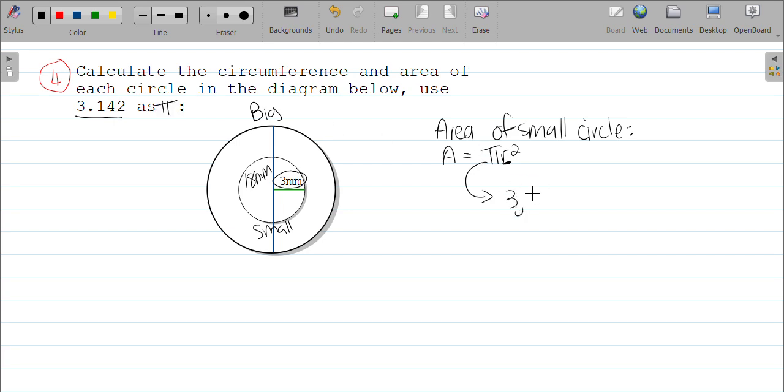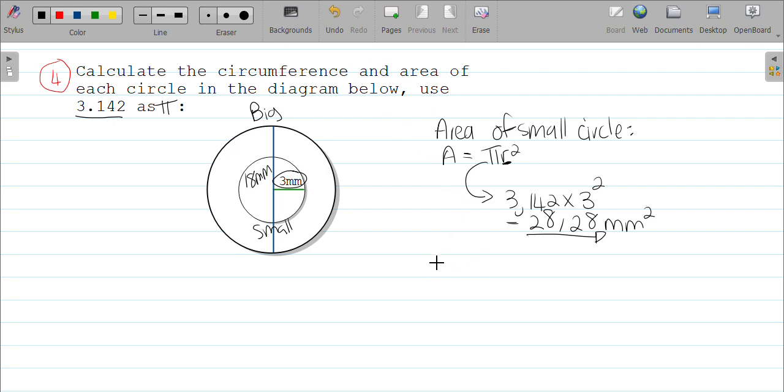So it's going to be 3,142 times by the radius, which is 3, and please square that. That is going to equal, I'm just going to put it in the calculator here, 28 comma 2, let's round it off to 28.3. We rounded it off here. So that is the area. Remember, it's millimeters squared. That is the area of the small circle.